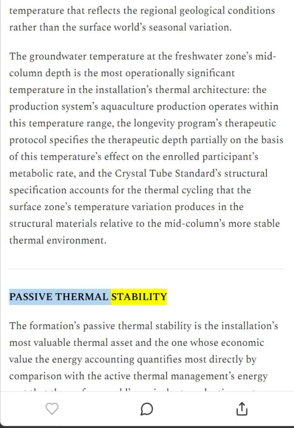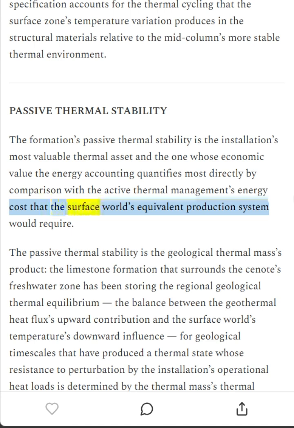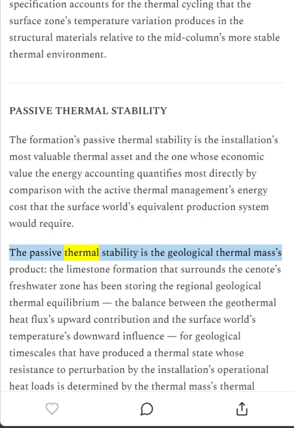Passive thermal stability. The formation's passive thermal stability is the installation's most valuable thermal asset and the one whose economic value the energy accounting quantifies most directly by comparison with the active thermal management's energy costs that the surface world's equivalent production system would require. The passive thermal stability is the geological thermal mass's product.